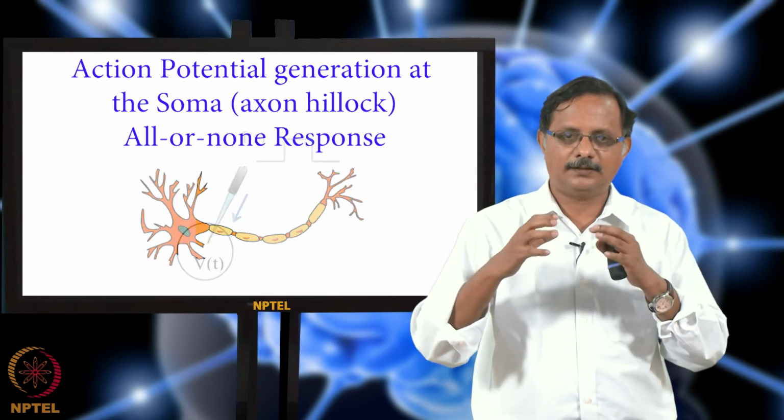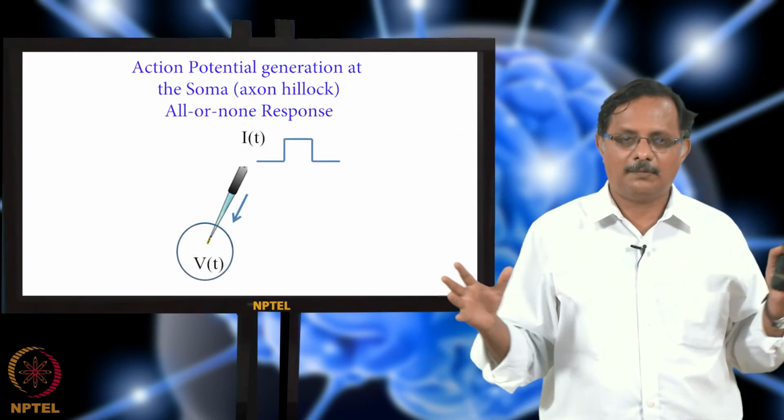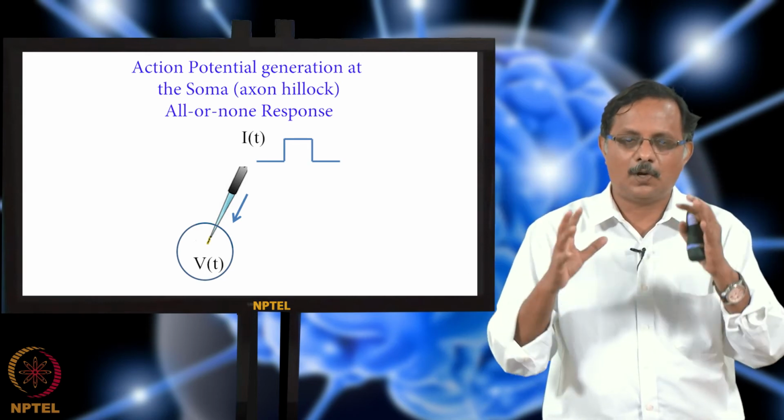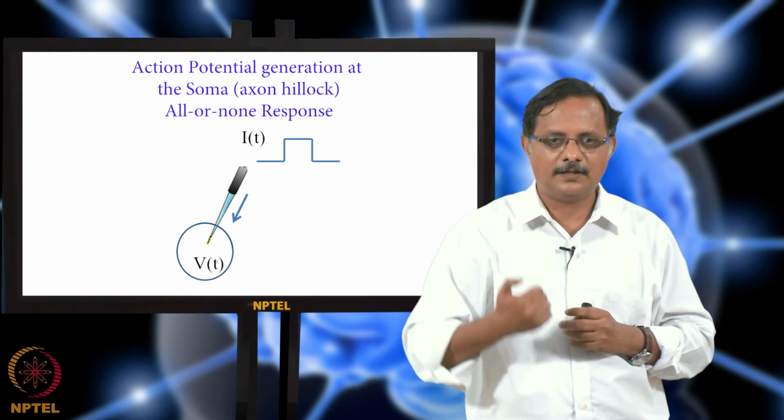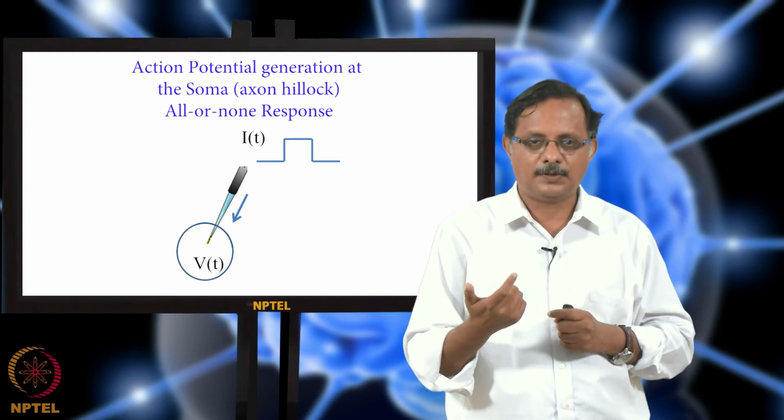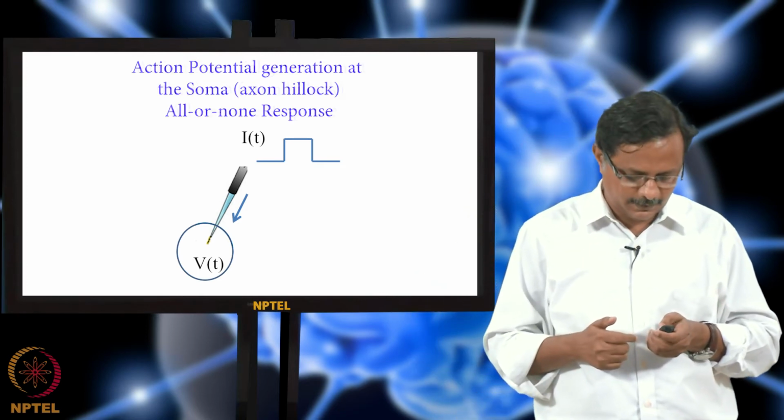Imagine, forgetting about the arbors for a moment, that the cell body is like a sphere, like a little ball, and then you poke it with a microelectrode and inject some current into it. Let us say the current is a current pulse. So, the I of t here is a pulse.